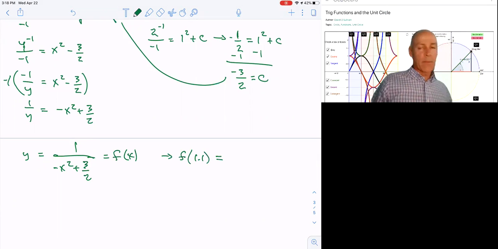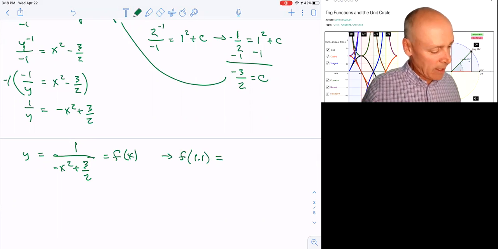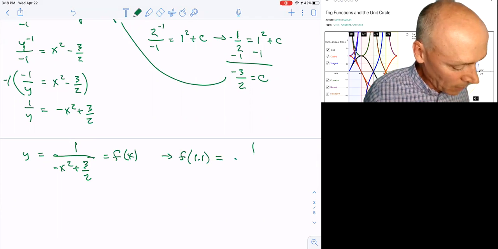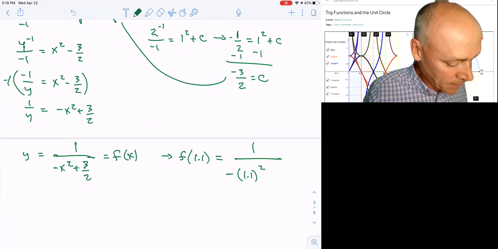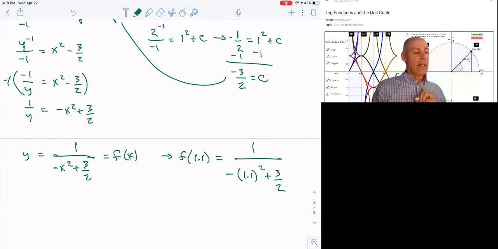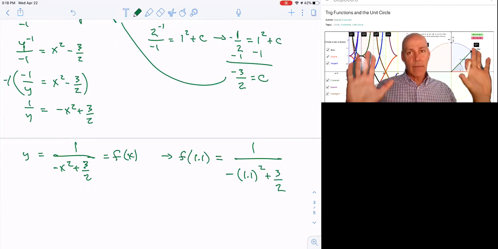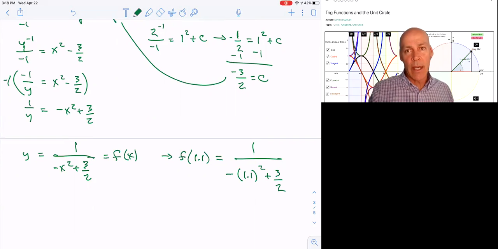And now what I want to do is find f at 1.1. All I'm doing is just substituting 1.1 in for the x. And so I'm going to get 1 over negative 1.1 squared plus 3/2. Okay. And that's a numeric answer. I'm stopping right there, putting my pencil down, moving on, and living my life.